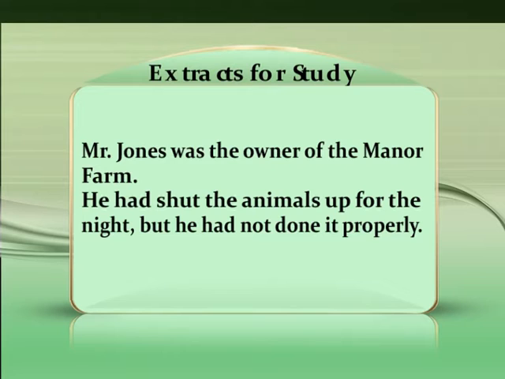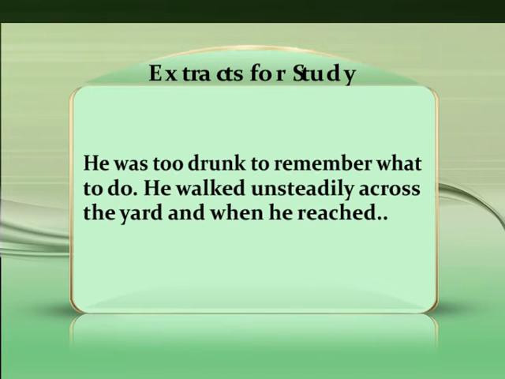Mr. Jones was the owner of the Manor Farm. He had shut the animals up for the night, closed them in the sheep pen. But he had not done it properly. Because, do you know why, dear students? Because he was completely intoxicated. He was completely drunk. He was too drunk to remember what to do. So he locked them improperly, not in a proper way.